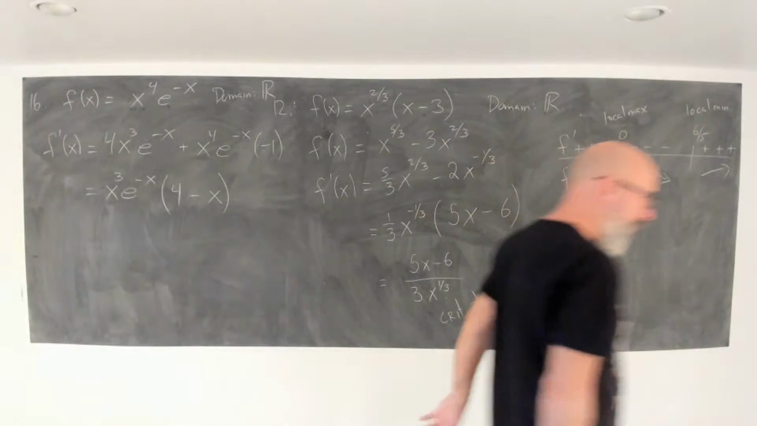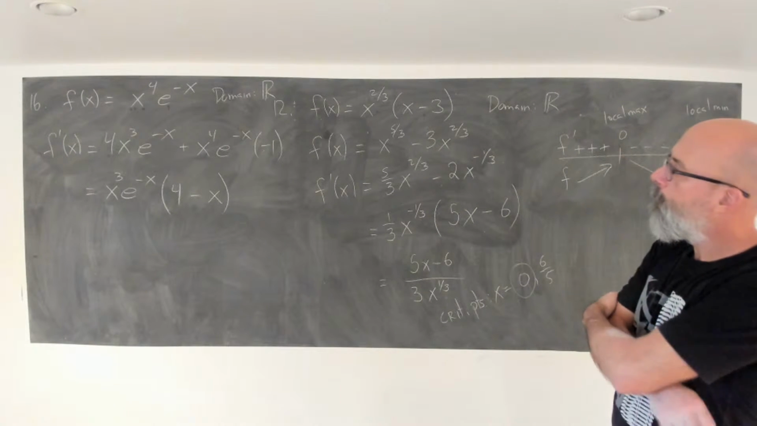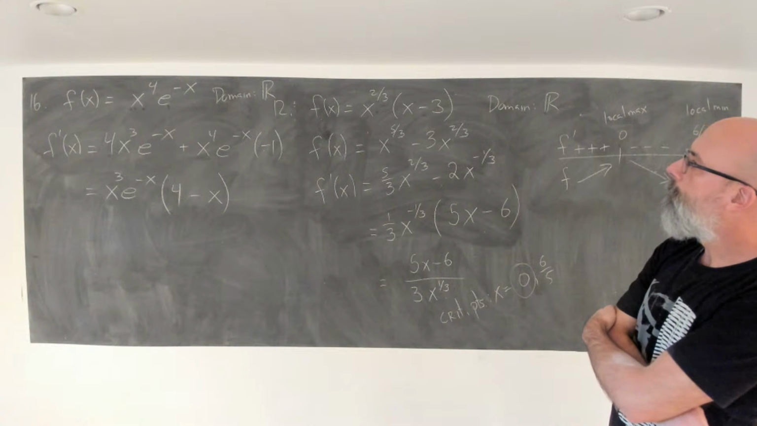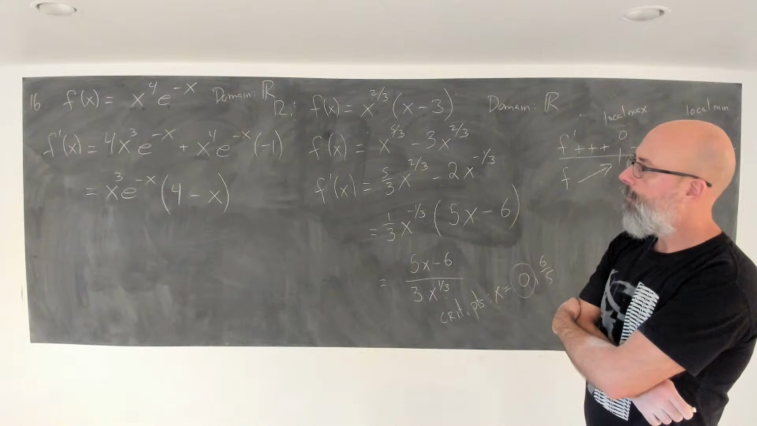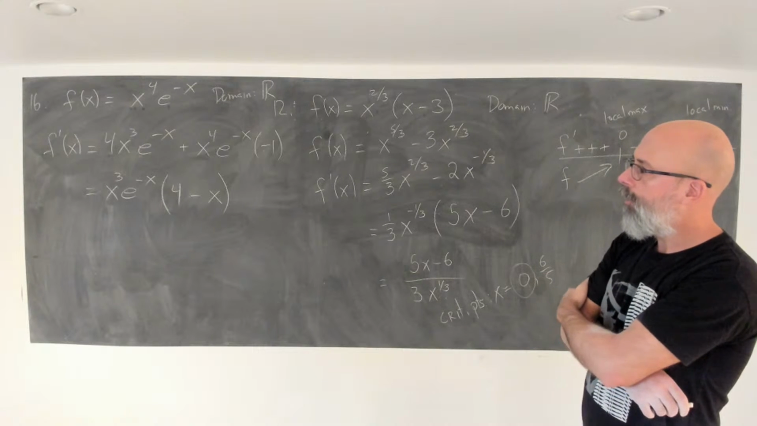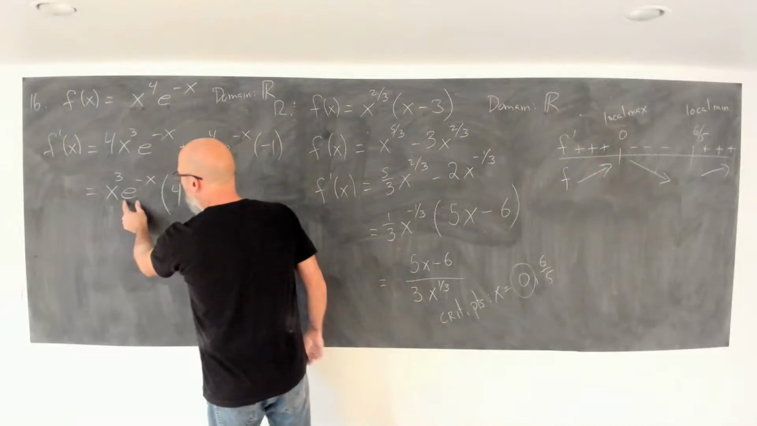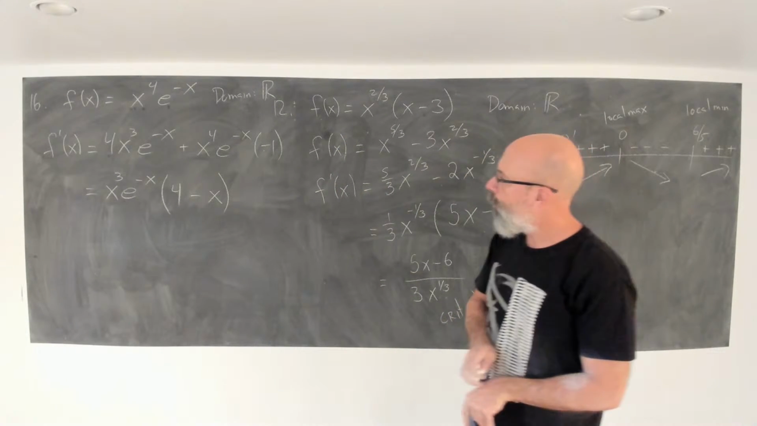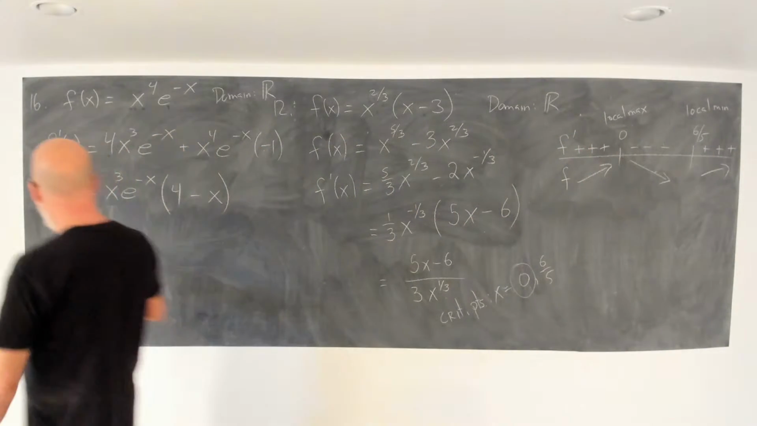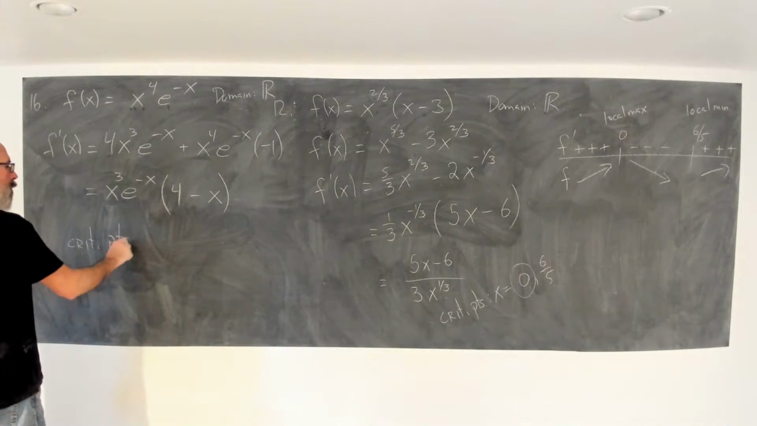You see that every term here is a polynomial or an exponential. The derivative exists everywhere. So critical points are going to be where the derivative is equal to 0. I think we can just read them off.